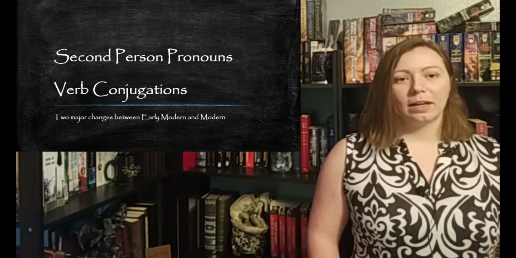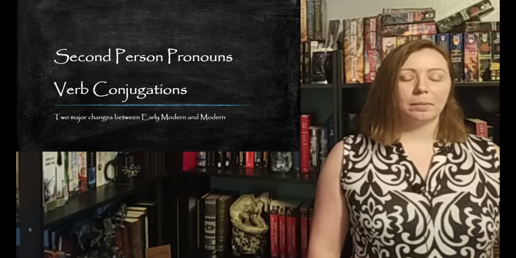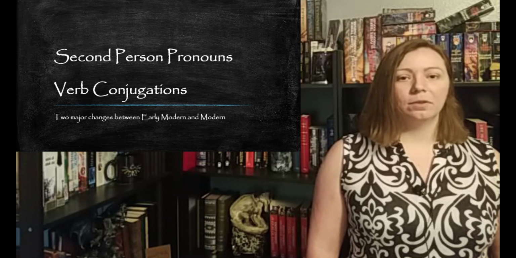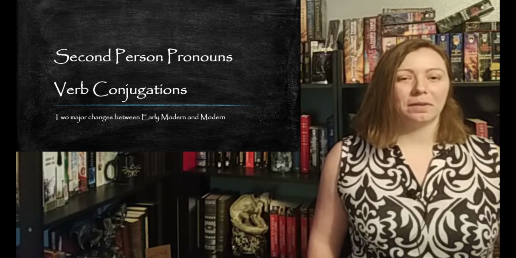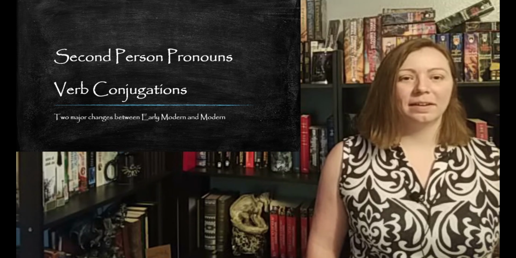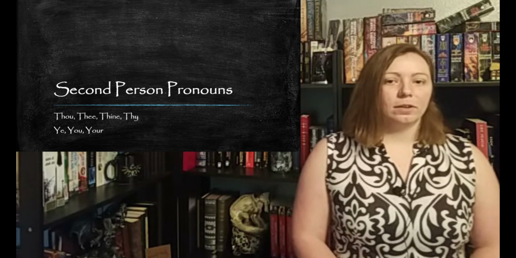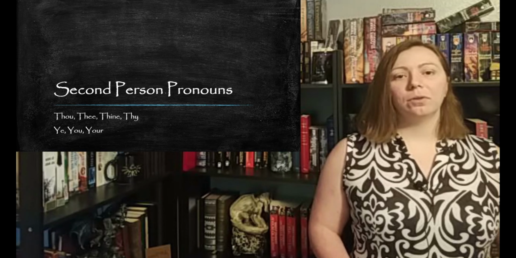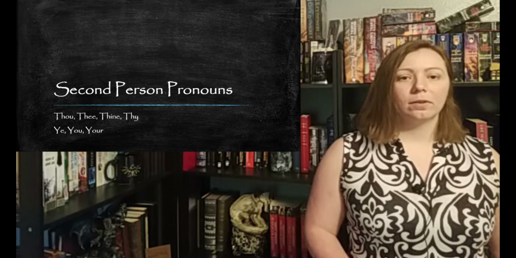And so early modern's even easier, and there's two major changes between modern and early modern, and that is our second person pronouns and some verb conjugations. In the first video, I'm going to cover only the second person pronouns, and verb conjugations I'm going to tackle in the second part of this lesson. So second person pronouns are just the different ways of saying you. There's thou, thee, thy, and thine, and ye, you, and yours.